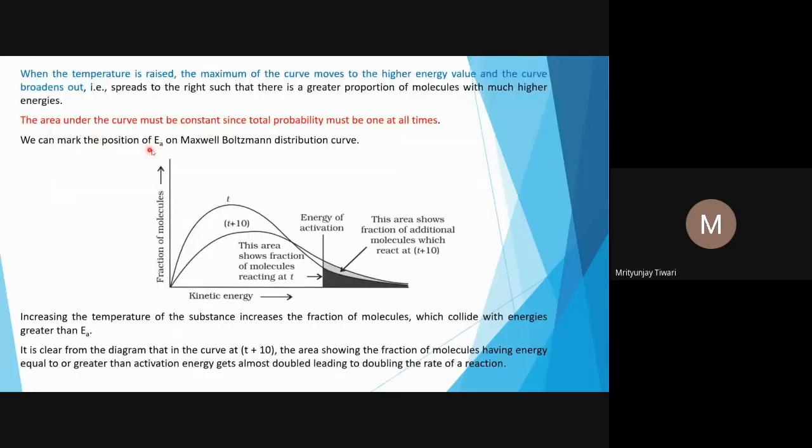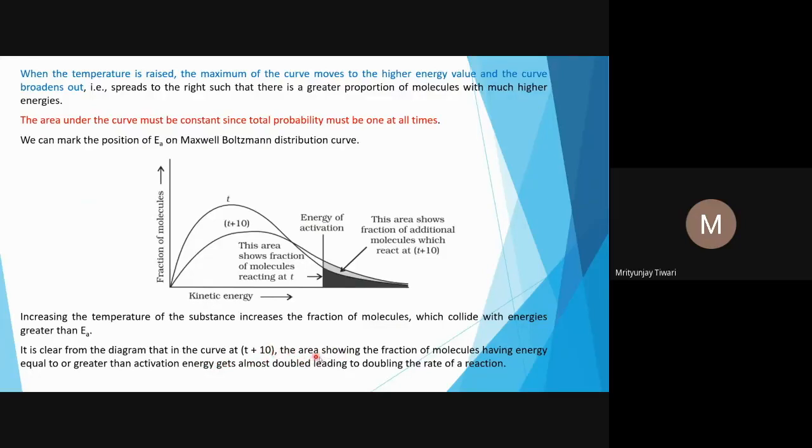The area under the curve must be constant since total probability must be 1 at all times. We can mark the position of E on the Boltzmann distribution, and this activation energy value of E we have marked here. So increasing the temperature of the substance increases the fraction of molecules which collide with energies greater than EA. The fraction of molecules which collide with energies greater than EA increases at higher temperature because the curve shifts to the right.